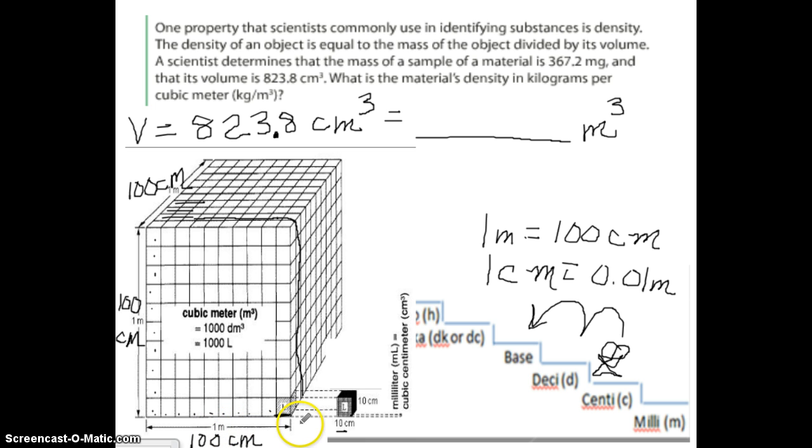But we need to go length times width times height. So how many total hops do you think we need to do? Well, we have to do 2 for over here, 2 for over here, 2 for over here. So 2, 4, 6. We're going to have to move our decimal place 6 times in order to convert from cubic centimeters into cubic meters.